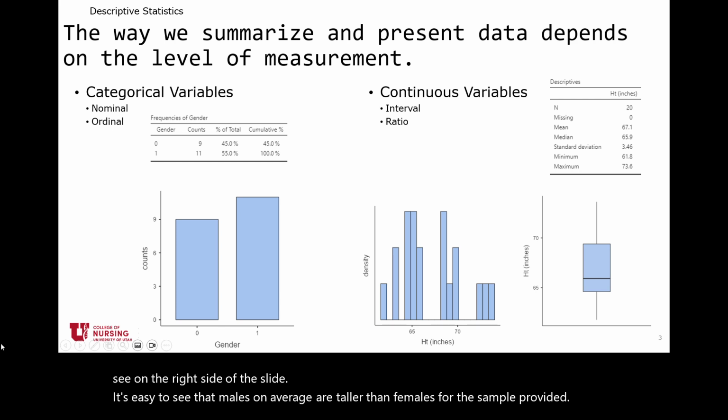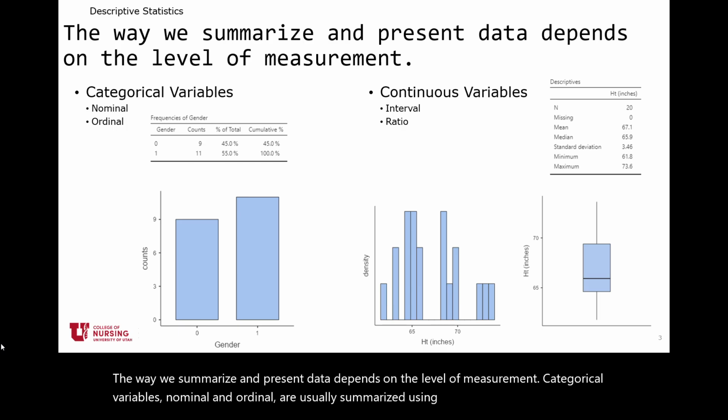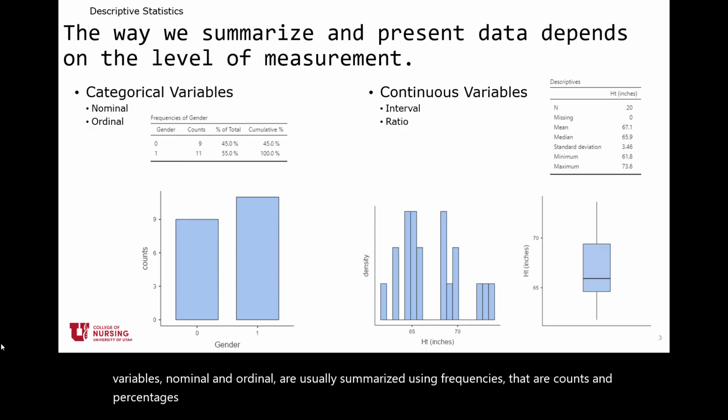The way we summarize and present data depends on the level of measurement. Categorical variables, nominal and ordinal, are usually summarized using frequencies, that are counts, and percentages. Categorical variables are usually displayed as a figure using bar charts.